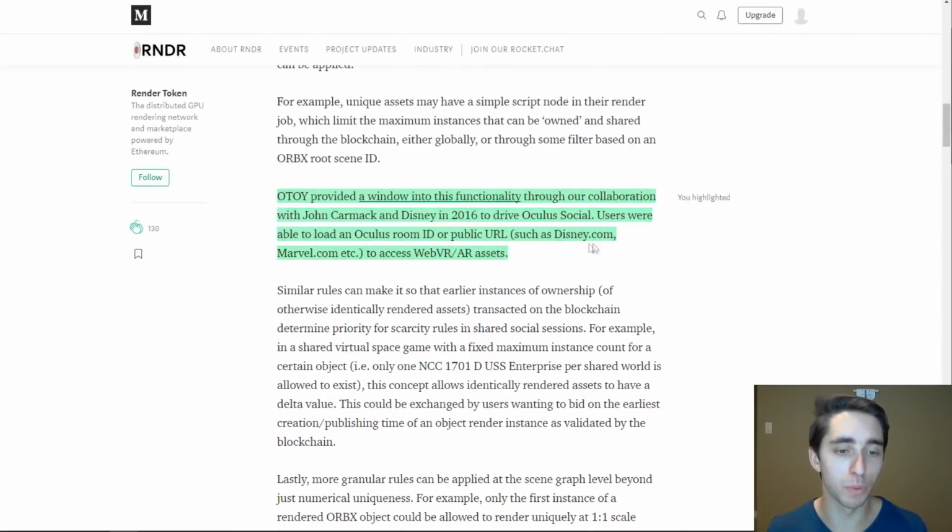So OTOY provided a window into its functionality through a collaboration with a man named John Carmack and Disney back in 2016, when they were working with the Oculus ecosystem, or Oculus Social. And they basically showcased that you could provide and open different types of worlds to other users on the Oculus network through a room ID. So this is similar to a web domain. If I was to go, for example, as they mentioned, to Disney.com, I'm going to be presented with a specific web page. In the case here on the Oculus network, they were able to provide it where I would be able to showcase or share worlds that I build.